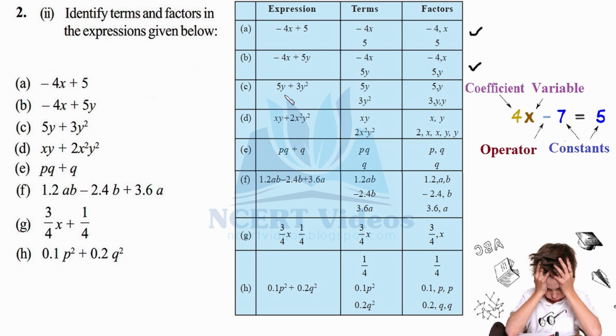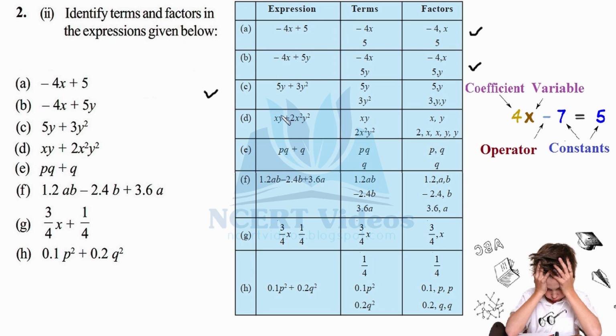Now see, 5y plus 3y squared. Again, we have 2 terms, namely 5y and 3y squared. So writing the same. And in this, we have 2 factors, 5 comma y. And here we have 3 factors, that is 3 comma y comma y. Because y is coming 2 times. That's your C.